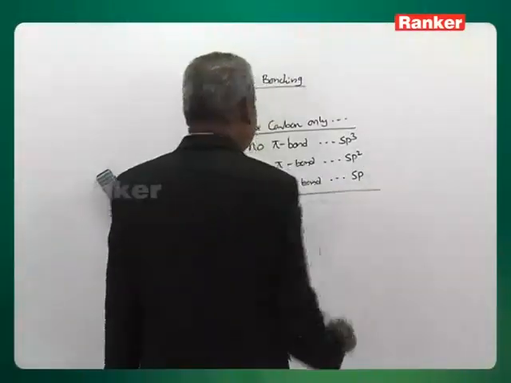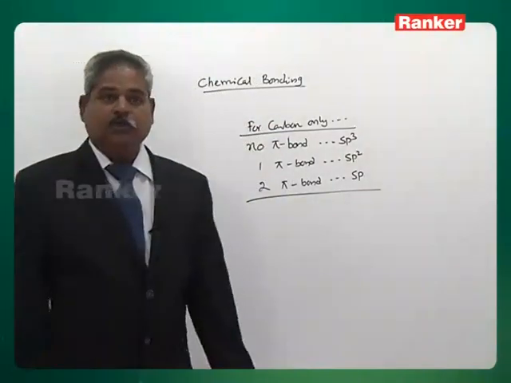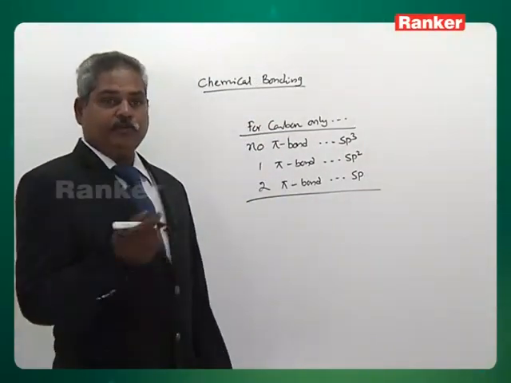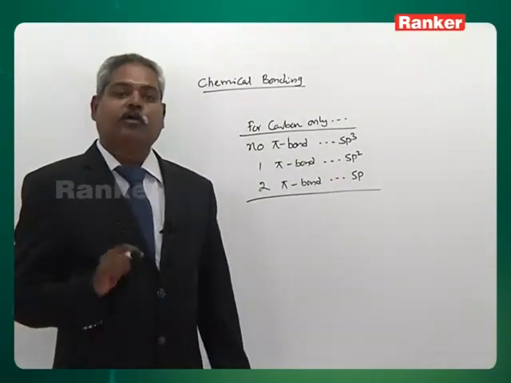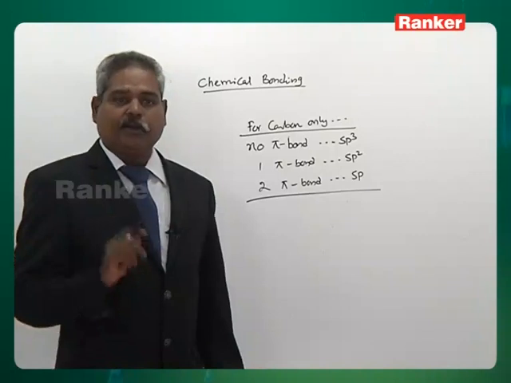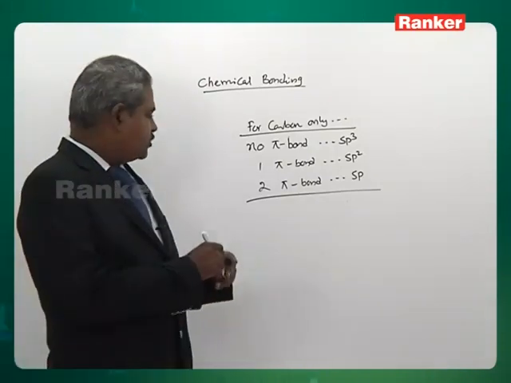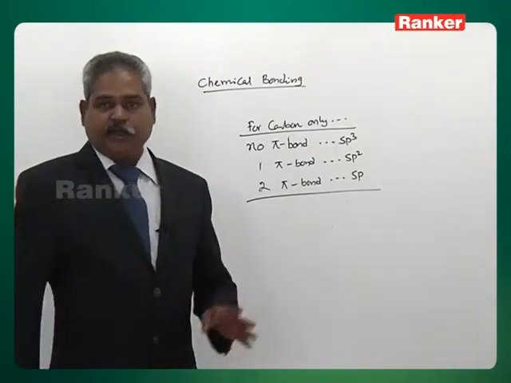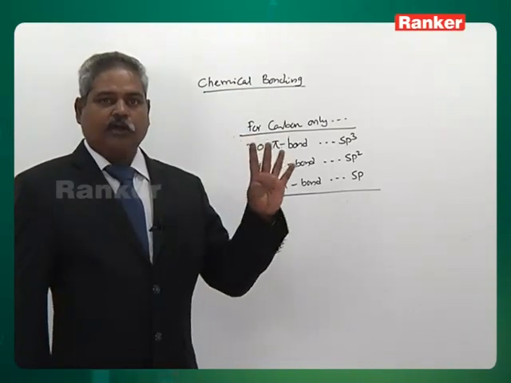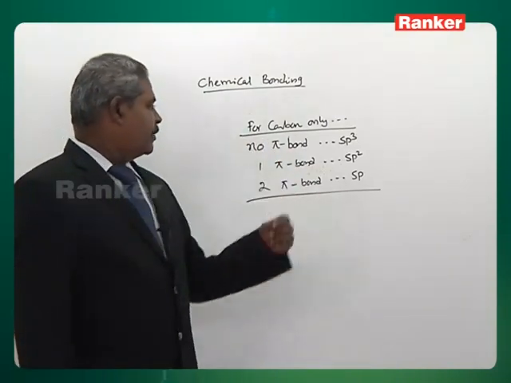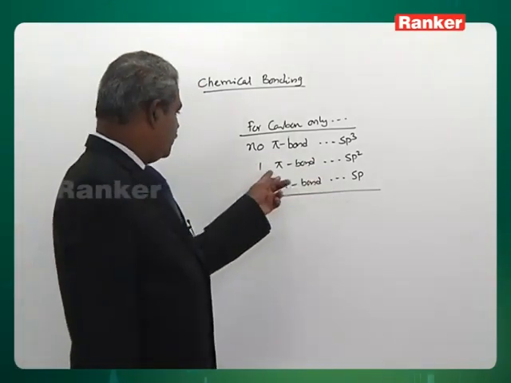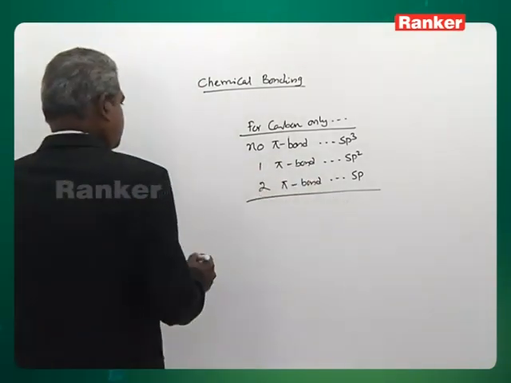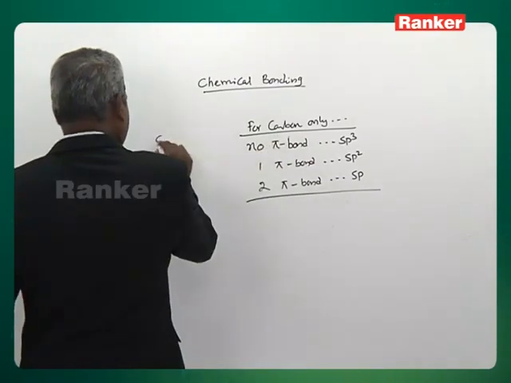What does it tell you? Pi bonds are eating into pure orbitals. Pi bonds are consuming pure orbitals. They don't want hybrid orbitals. So, carbon forming 1 pi bond means it has 4 orbitals and you have to leave 1 orbital, one p. Using that p, a pi bond is formed. No pi bond, sp3.